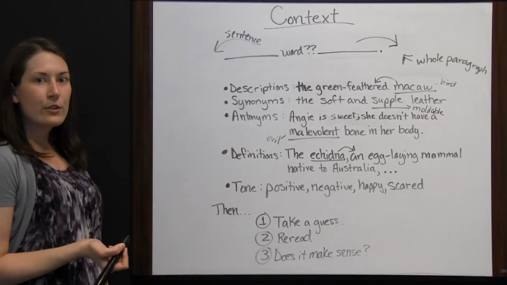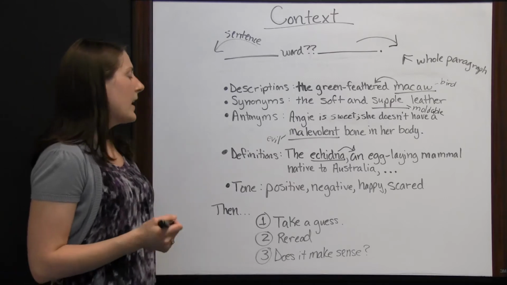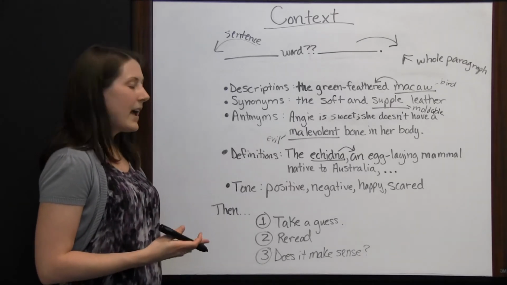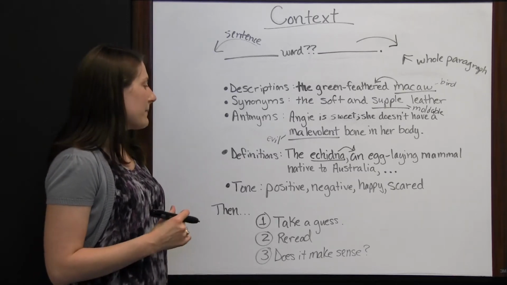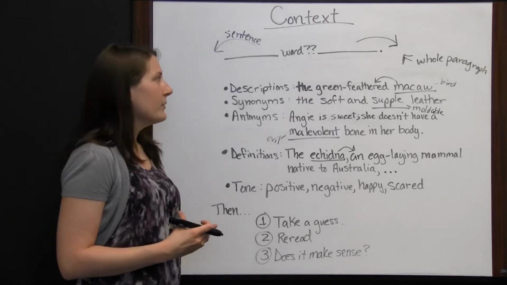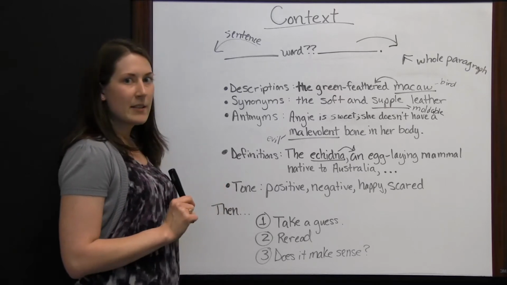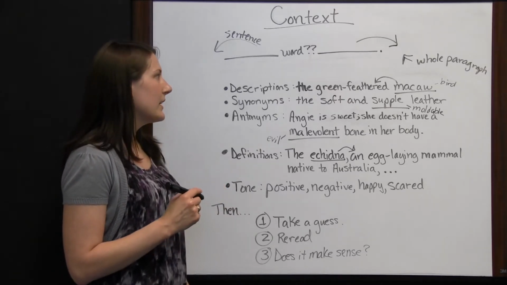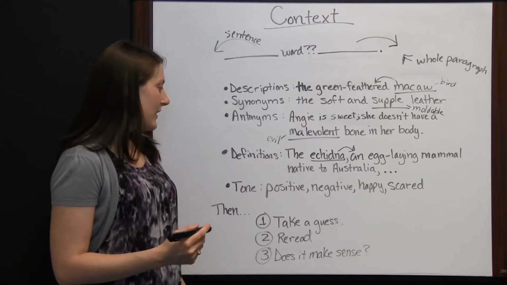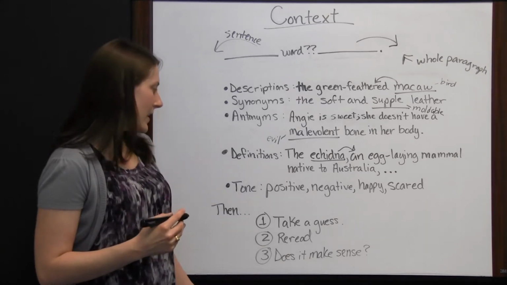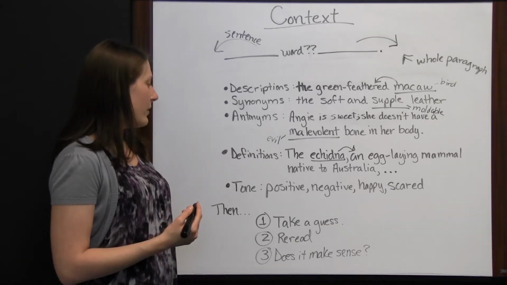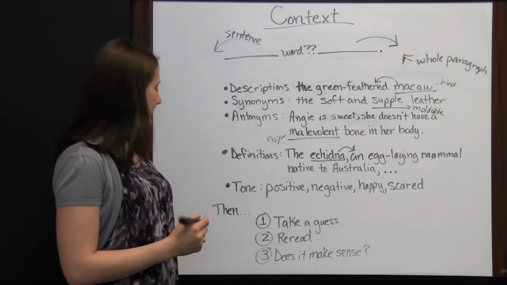The last clue you can look for is tone. Is the rest of this paragraph positive, negative, happy, scared? If you have a paragraph that's all one tone, then the word probably has something to do with that. If it's a scary tone, then this may be a word that has to do with something scary. If it's positive, it may be a happy kind of word. So you can always take that into consideration whenever you are taking your educated guess.